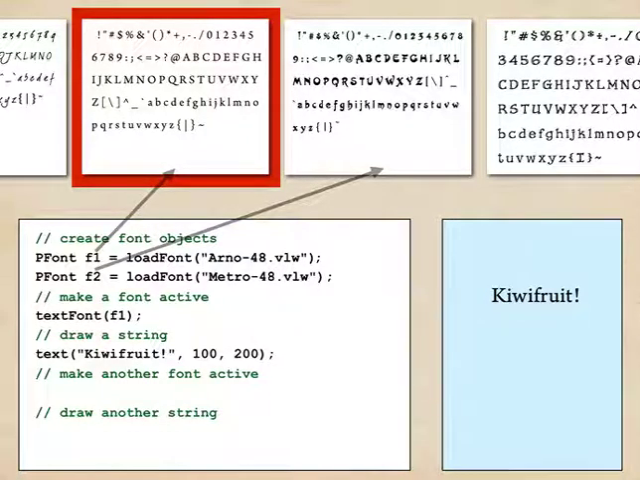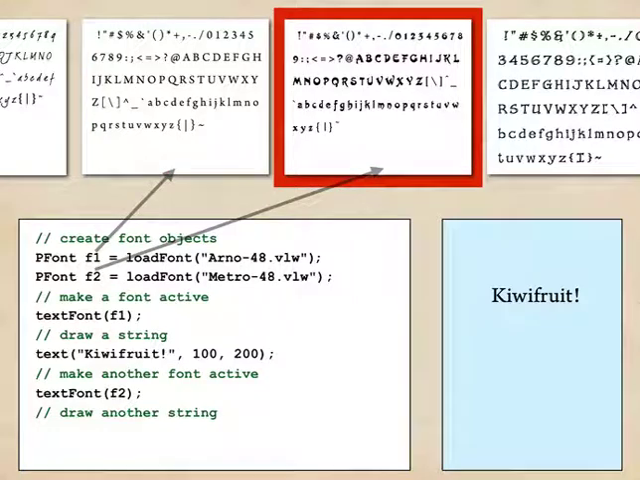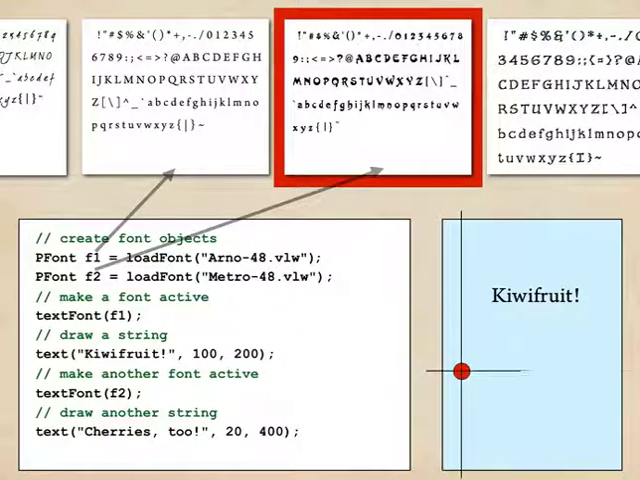Just for fun, let's draw another string with another font. So I'll make another font active, in this case F2. Now this is the active font. I'll draw another text string, cherries 2, at X of 20, Y of 400. Looking again at the graphics window, at 20, 400, that's the bottom left corner, and now it prints out cherries 2 in the new typeface. That's pretty much the essentials of writing with text.